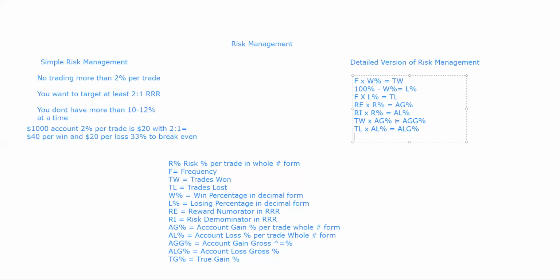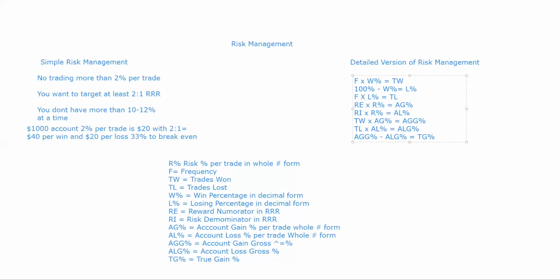And all you're going to simply do is take the account gain percentage and minus it by the account loss percentage. And that is going to equal your true gain percentage.